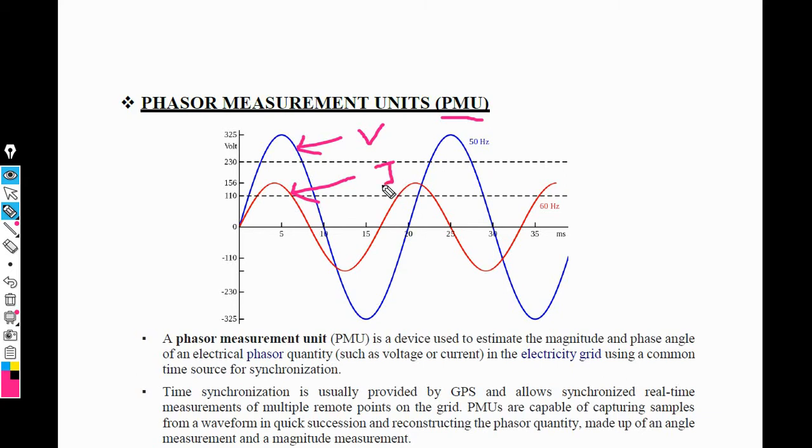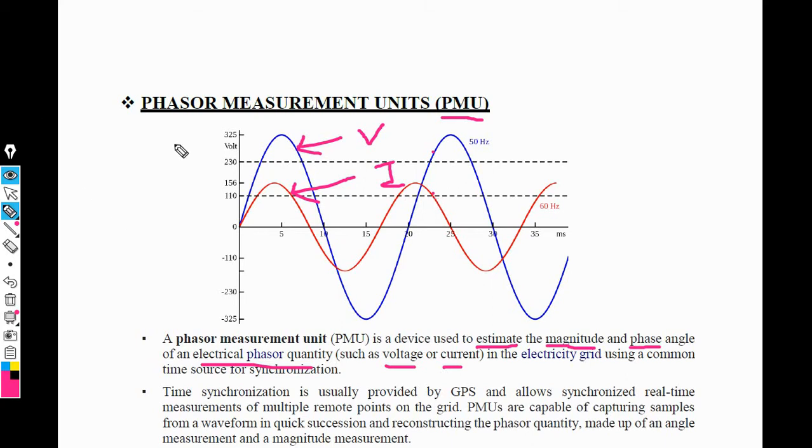Now, the main function of a phasor measurement unit is a device to estimate or calculate the magnitude and phase angle of an electrical phasor quantity, for example, voltage and current. This is the voltage waveform and this is the current waveform. In an electrical grid we need the magnitude and phase angle of the voltage and current, and the whole concept of voltage and current can be measured with the help of a phasor measurement unit.